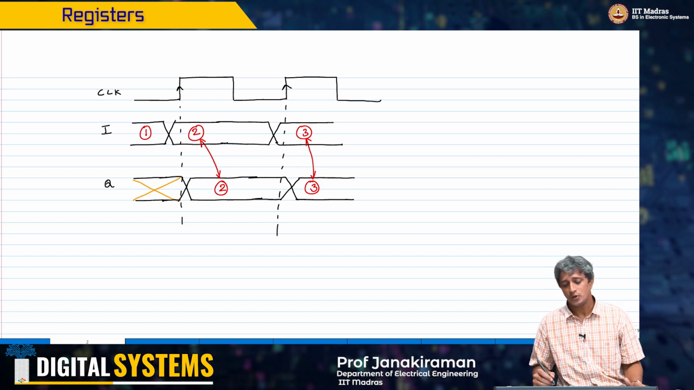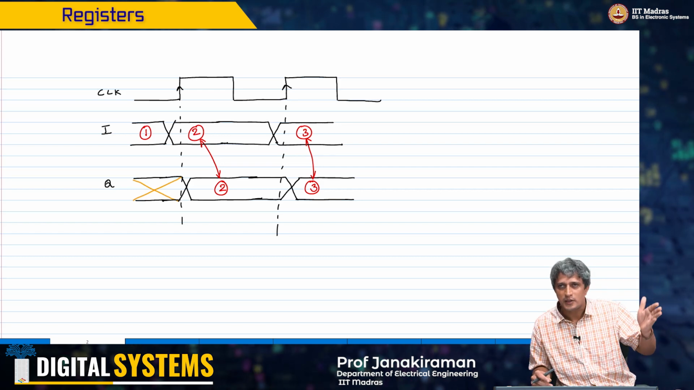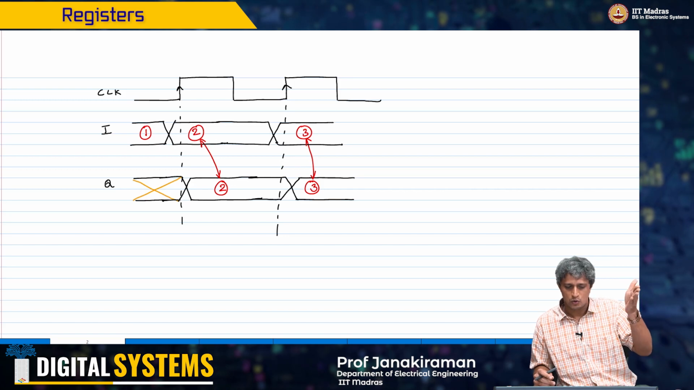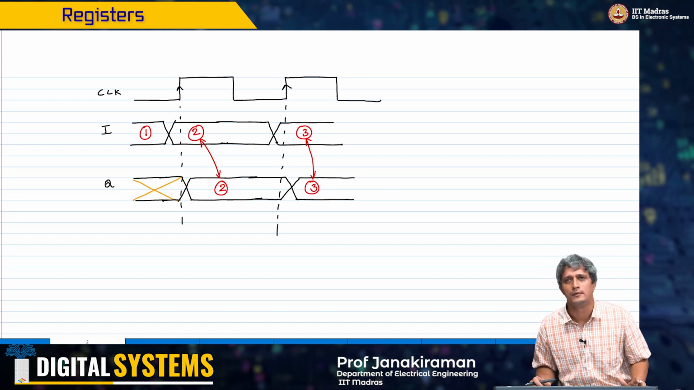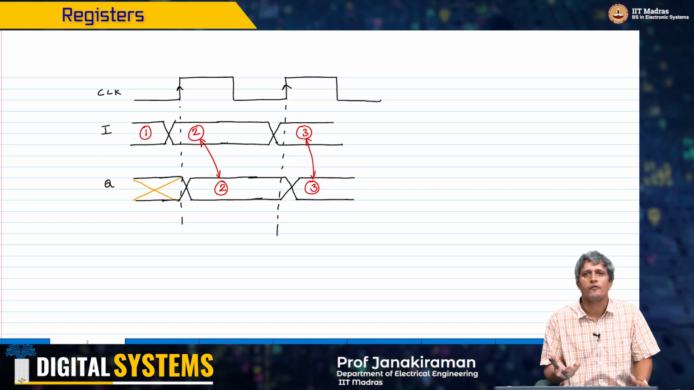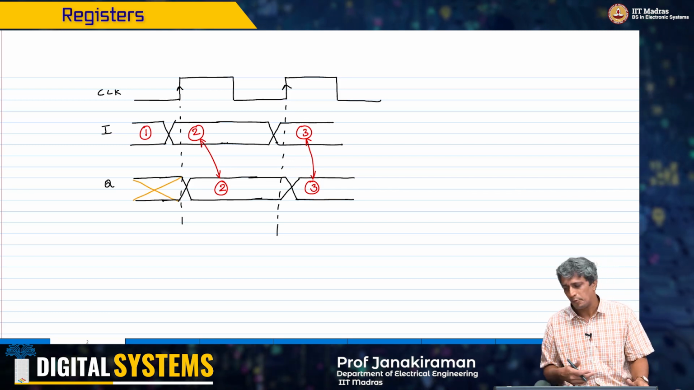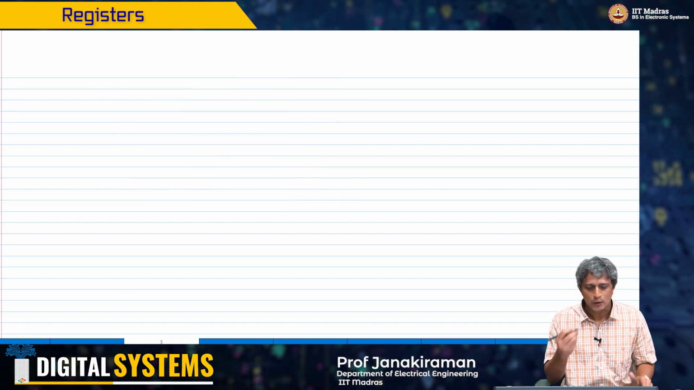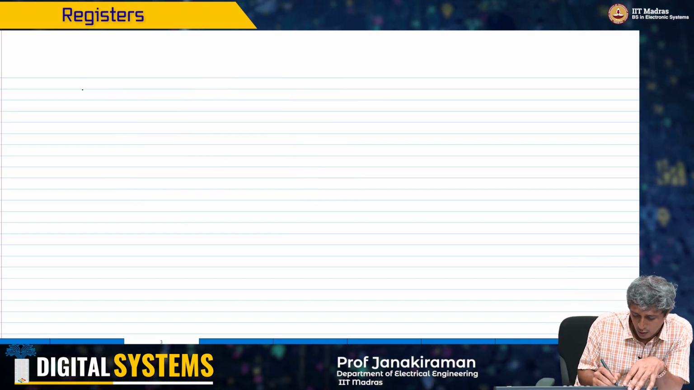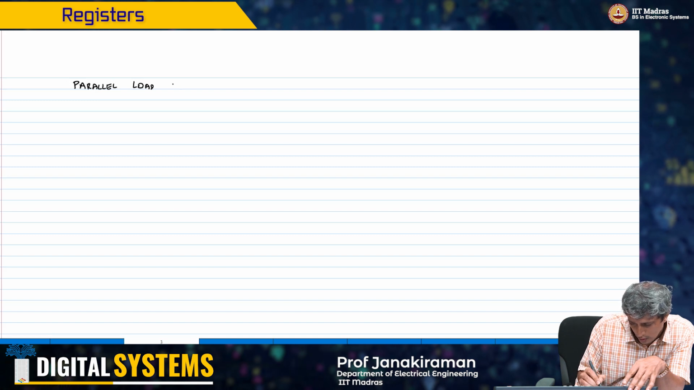Okay, so now the issue with this kind of a parallel load is that it just loads the data on I0 to I3 every single cycle. There's no other functionality that this particular block is able to implement, and therefore we would like to modify this circuit to a parallel load with control.